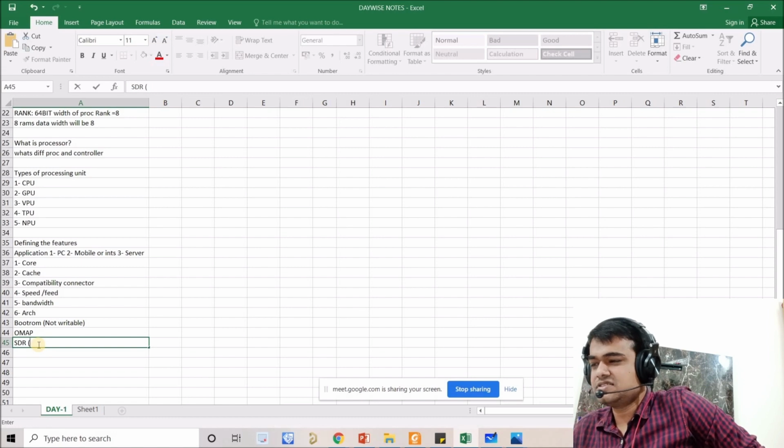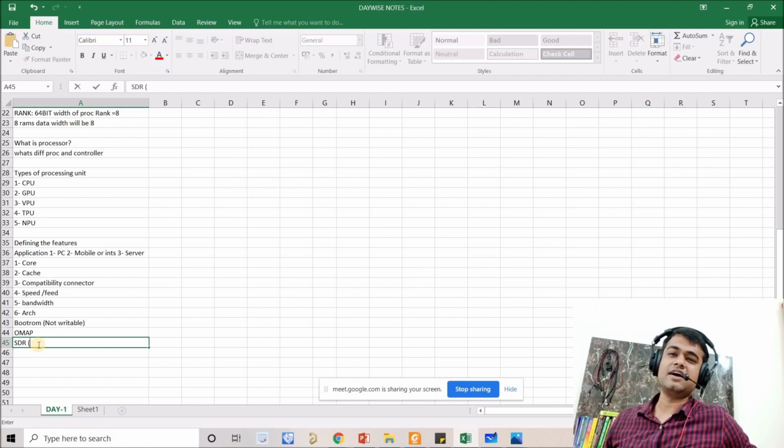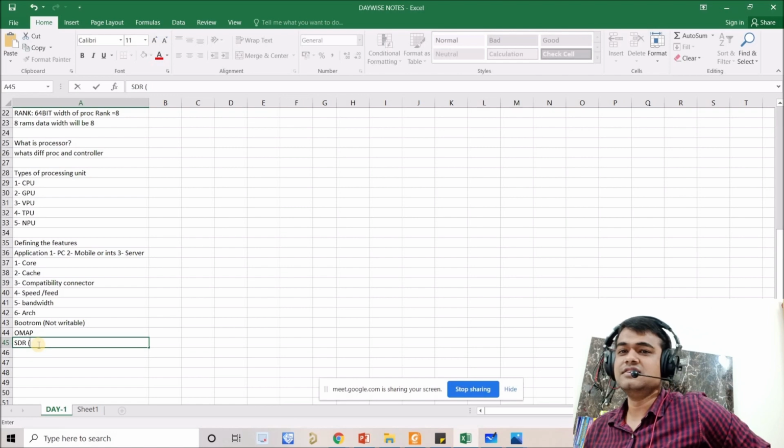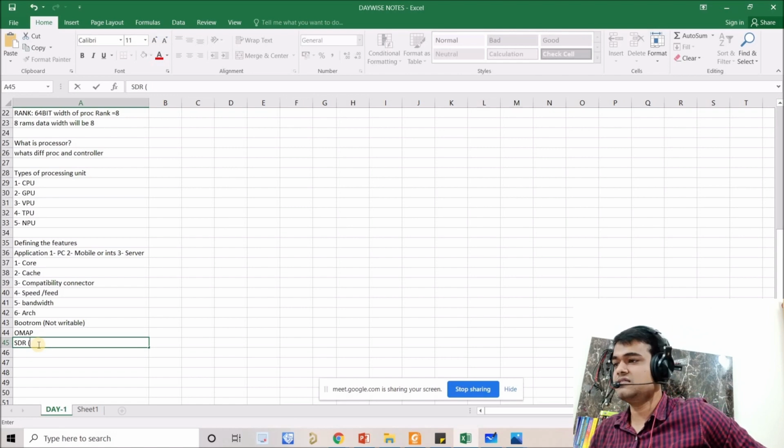Anyone? Just guess. Double data rate means something is twice, single data rate means something is... The difference, I think, is that with every edge of a clock there is data on the rising edge or the falling edge. Maybe in single data rate, just with the rising edge or the falling edge, we will transfer data. Is that right?